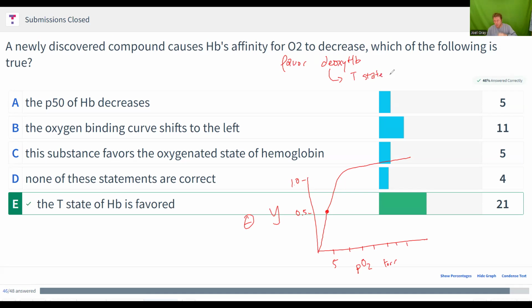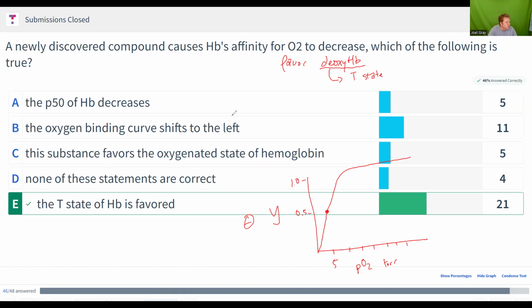Now, those two terms are kind of interchangeable. The reason that we have those interchangeable terms is because hemoglobin is an example of an allosteric protein. Allosteric proteins, all of them, have T states and R states. The T state is your inactive. In this case, it's the deoxyhemoglobin. The R state is your active form. So with this compound, we're going to favor deoxyhemoglobin.